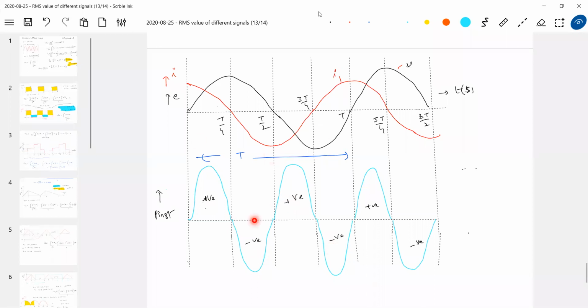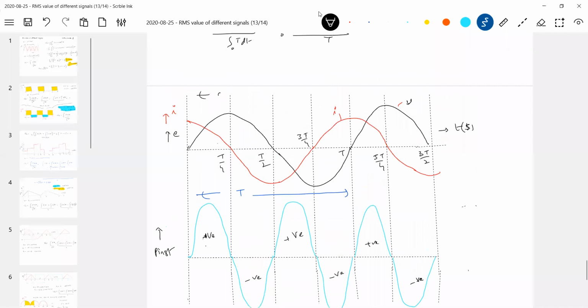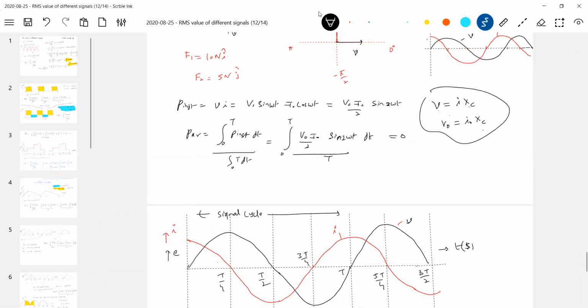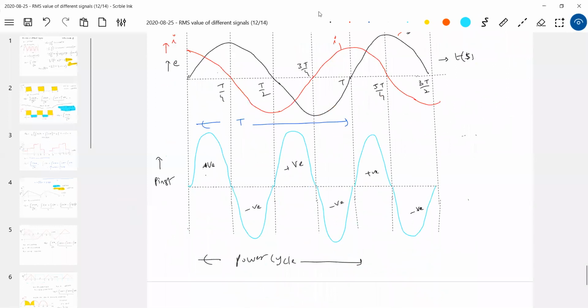In one cycle, when the signal completes one cycle, what happens to the power cycle? It completes two cycles. This is one power cycle. Signal means applied voltage. By the time the signal completes one cycle, the power cycle will complete two cycles. So sine 2 omega t is there. You see this one, 2 omega. This is only omega. Try to see this. So based on that, we are having this one.